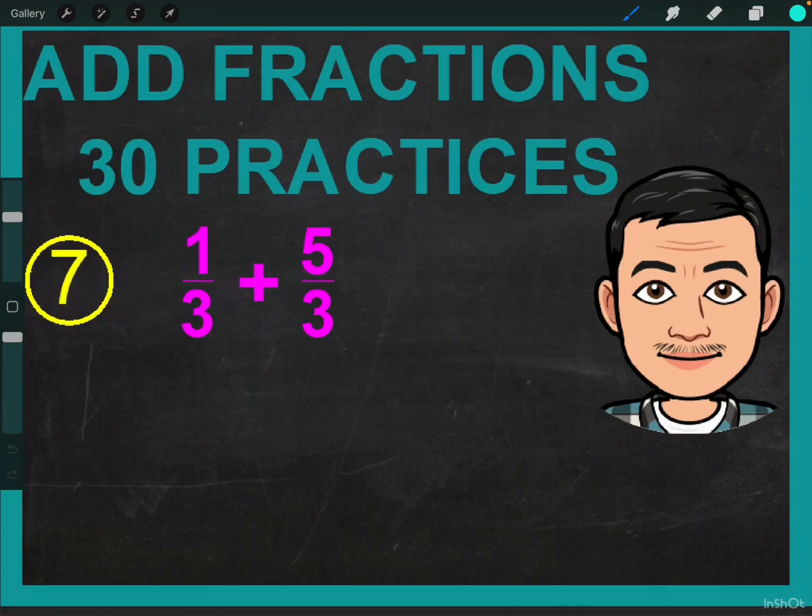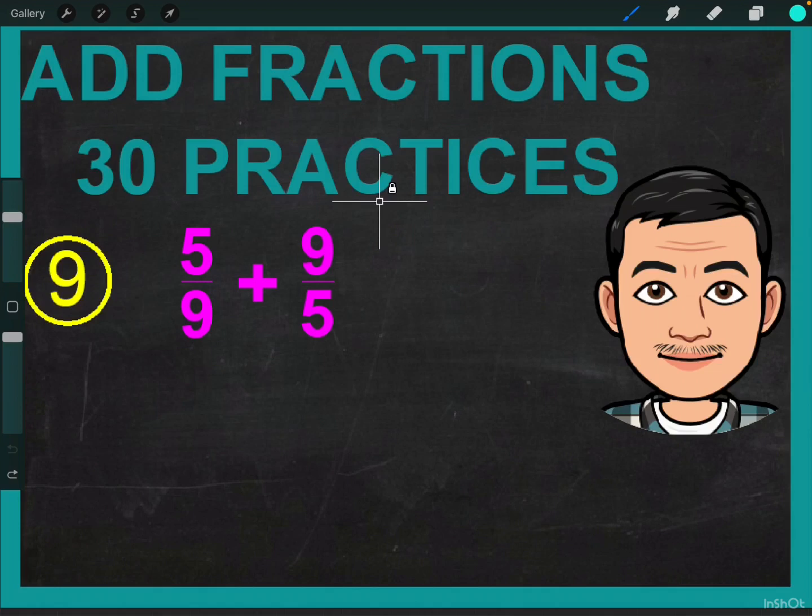Practice number 7 is similar to the previous one, in which we have two fractions with the same denominator, 3. So we just simply add the two numerators. 1 plus 5 is 6. 6 divided by 3 is 2. This one we don't need to find the LCM or anything. We just add the two numerators.